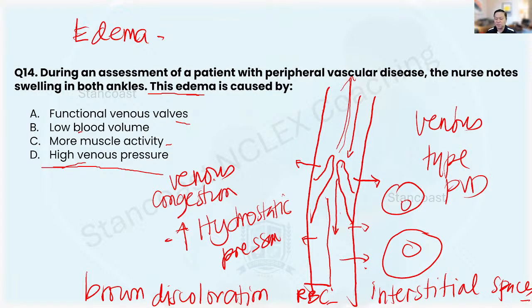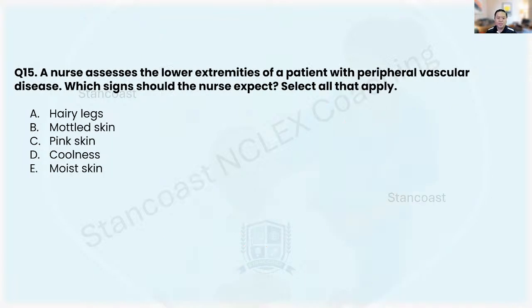Now let's move on to question 15. A nurse assesses the lower extremities of a patient with peripheral vascular disease. Which signs should the nurse expect? Select all that apply. Is it A, hairy legs? B, mottled skin? C, pink skin? D, coolness? E, moist skin? So this is a select all that apply.